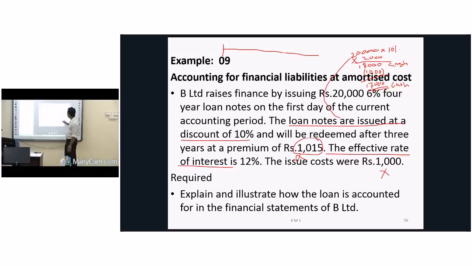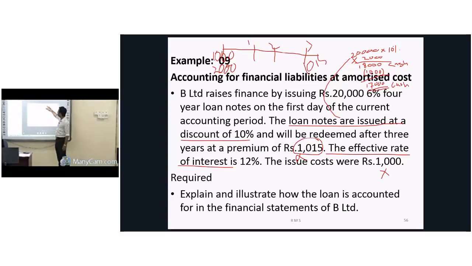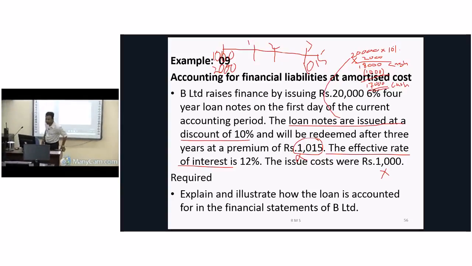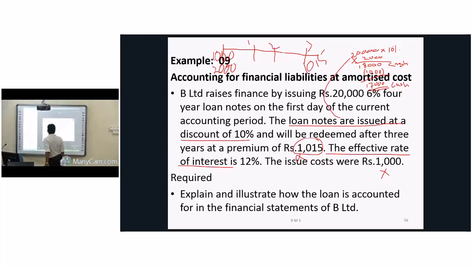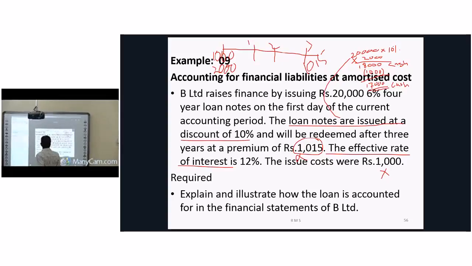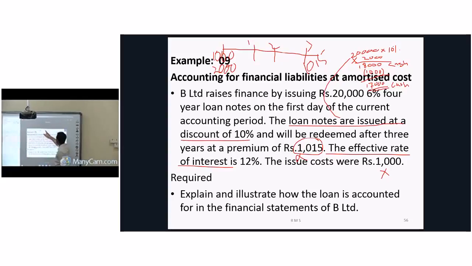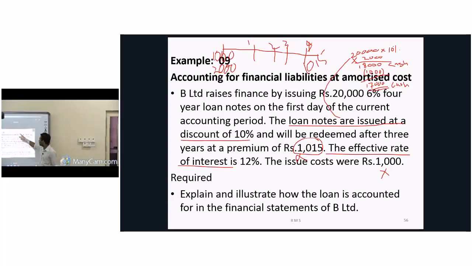One expense, 1000 at this point of time, issue cost. Discount 2000 here. This is first year, second year, third year. 1015 expense you have to incur at this point. Sorry, not 3 years, 4 years, I made a mistake. After 3 years, somewhere here, I think the fourth year. Yes, it's true, it is 4 years long.